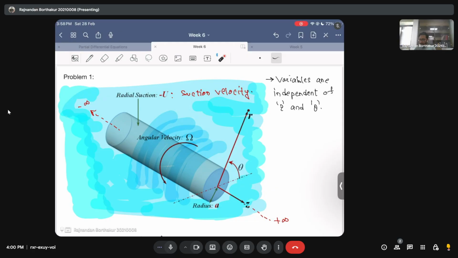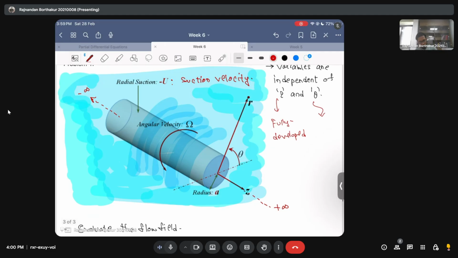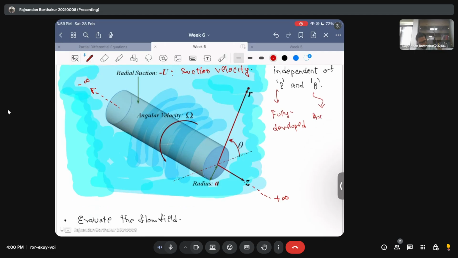So, as I was saying, let's try to solve this problem. I'll give you the physical setup of this problem. First of all, I said that the variables are not going to be dependent on z and theta. Not being dependent on z is a consequence of the assumption that the flow is fully developed, and the independence of theta is because the flow is axisymmetric.